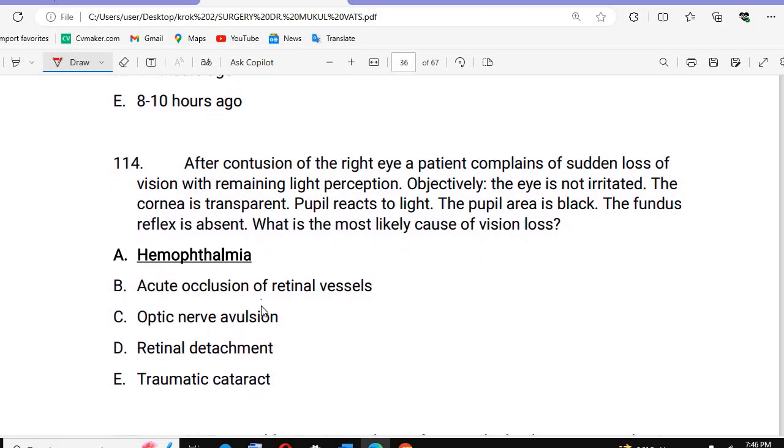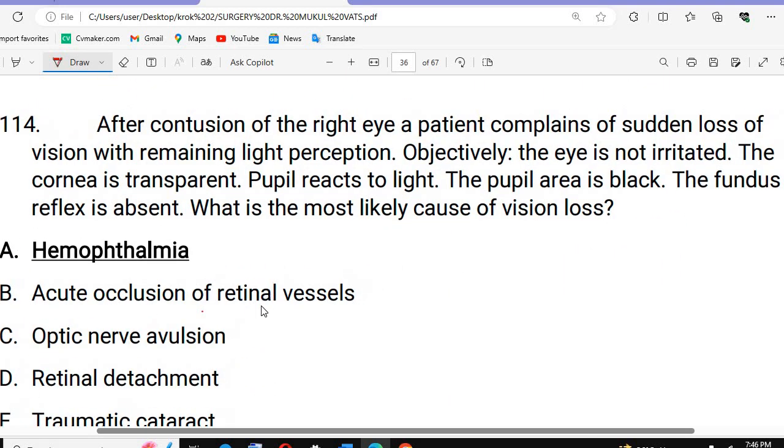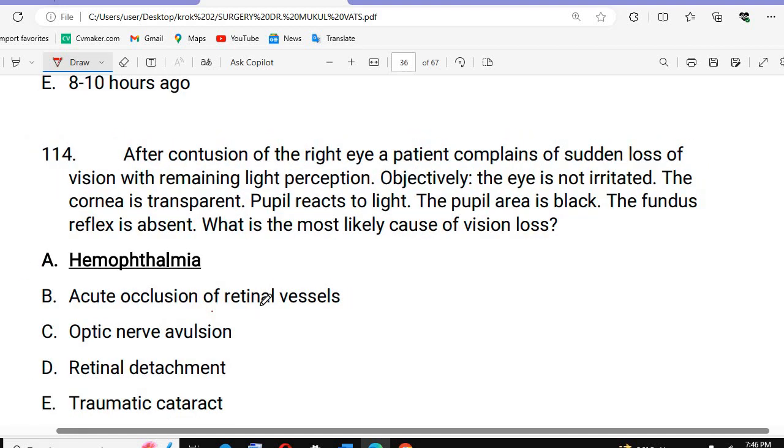After that, question number 114. After contusion of the right eye, a patient complained of sudden loss of vision with remaining light perception. Objectively, the eye is not irritated, the cornea is transparent, and the pupil reacts to light. The pupil area is black and the fundus reflex is absent. What is the most likely cause of vision loss?